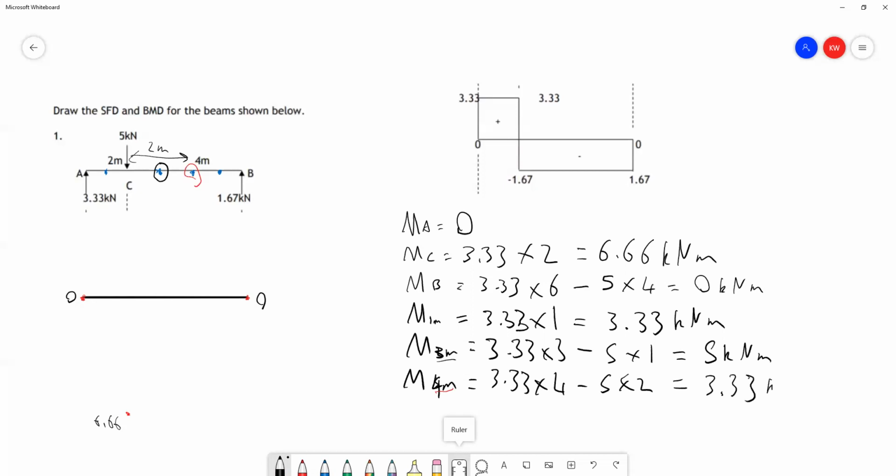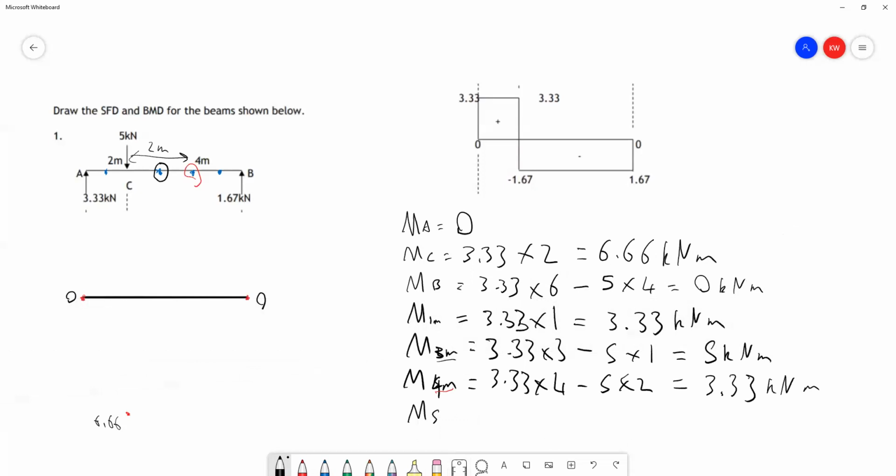3.33 kilonewton meters. Again, you might get 3.32 in your calculator just based on the numbers we're using, but it's effectively the same here. And you shouldn't worry about that if you get a variation of 0.01 in a calculation. It means it's a rounding task.